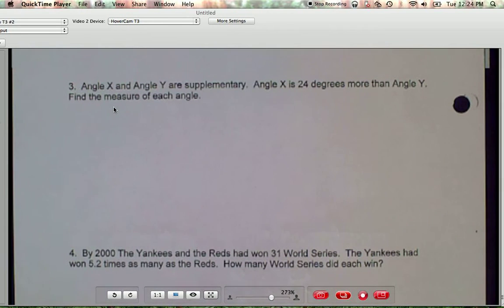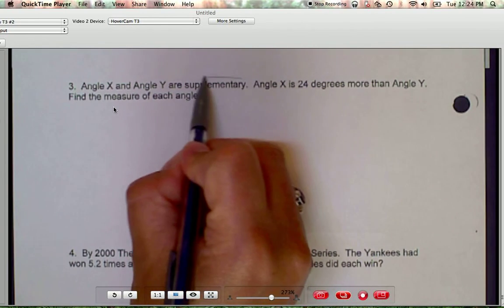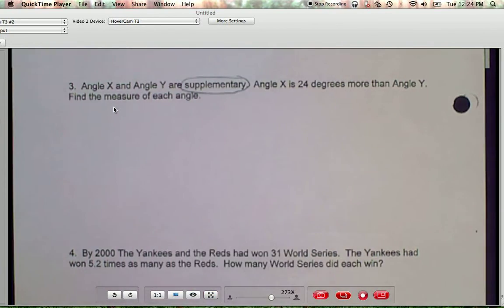Number 3 says, angle X and angle Y are supplementary. What does that mean? Dig deep. What does supplementary mean? All right. Supplementary. Go look that up, okay?